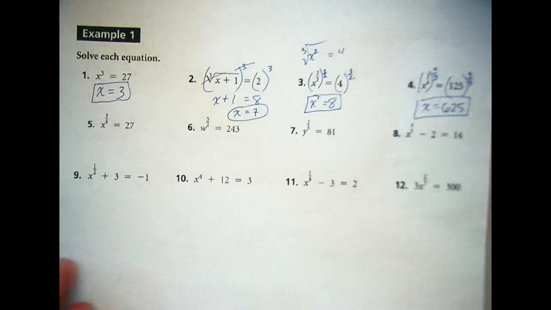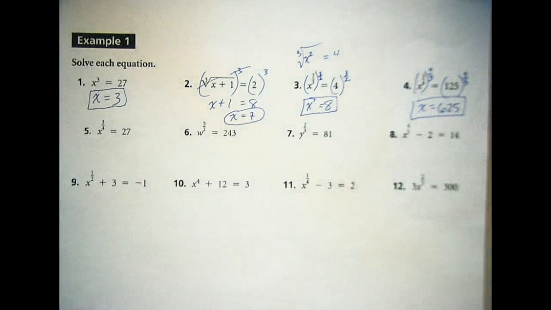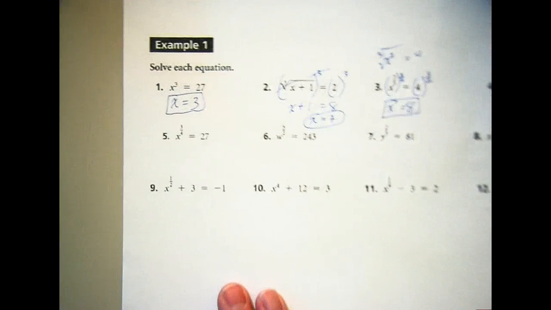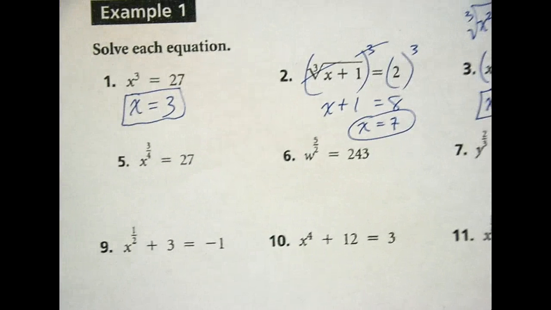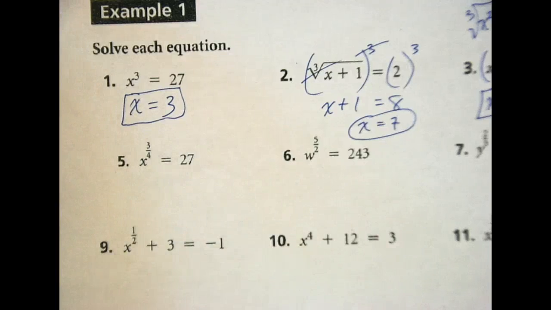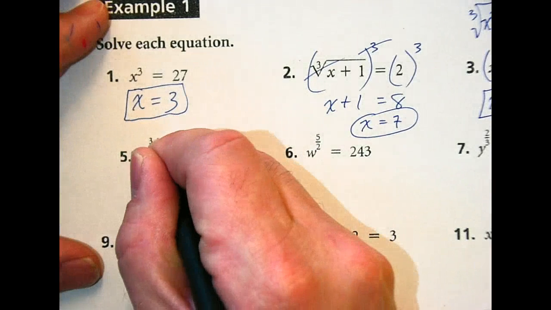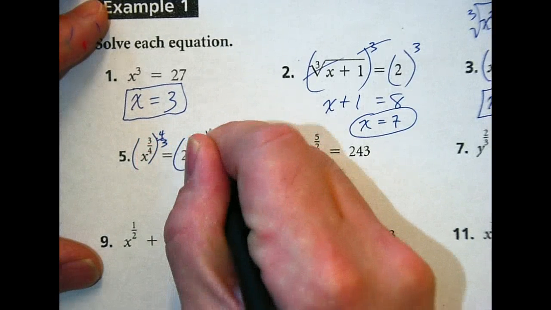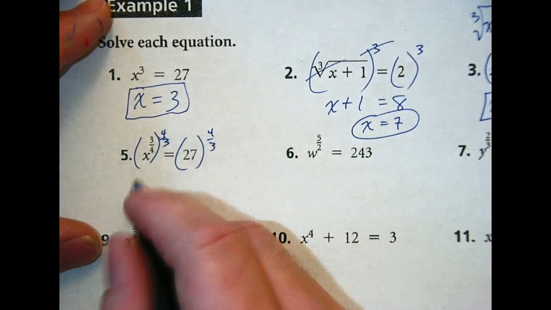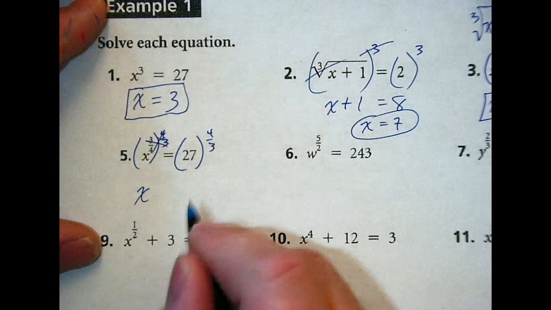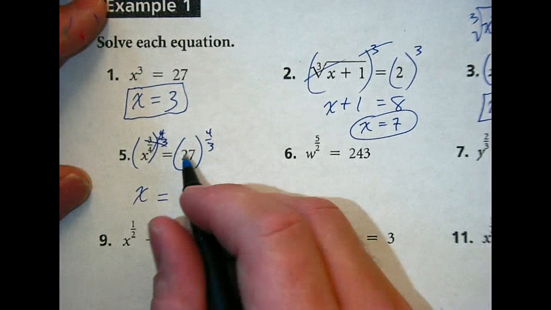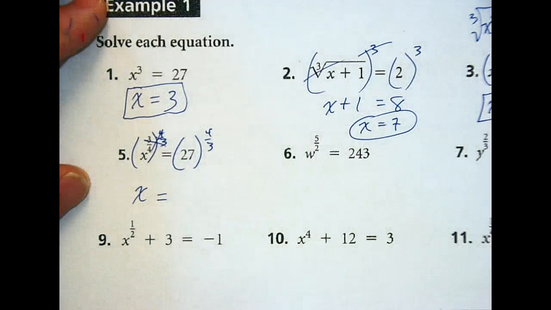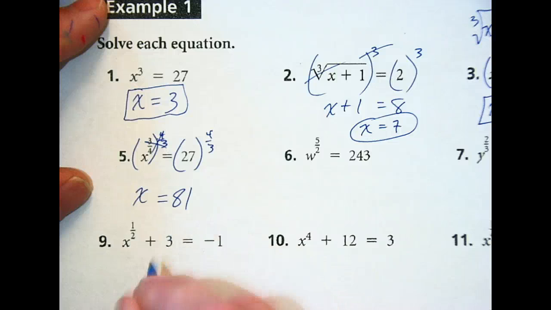That didn't help. So let me finish up with these. Number 5, I'm going to take and raise it to the 4/3 power. Okay, these cancel. I'm left with x, and the cube root of 27 is 3 to the 4th, 81. Okay.